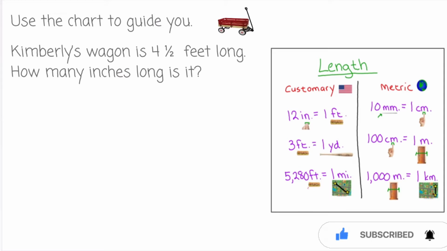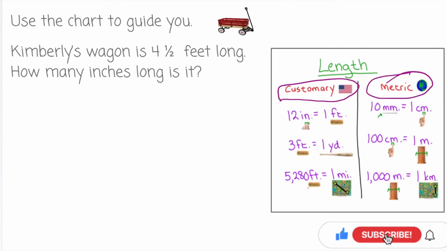So let's begin. In this case, as I said in our last video, the customary unit of measure is what America uses. The metric system is what the rest of the world uses. So if you're a Jamaican baby, you're going to be using the metric system. If you live in the United States, you are going to be using the customary system. It is great to know both because it keeps you well rounded. You can't make mistakes when you know it.